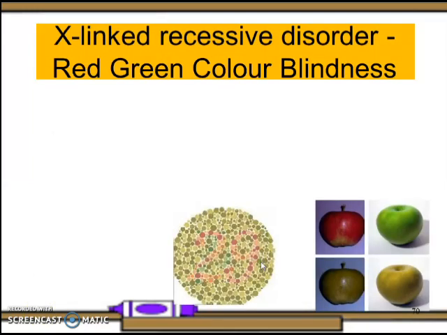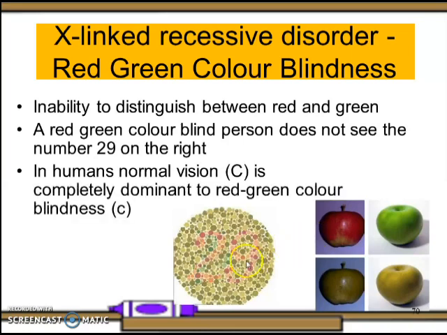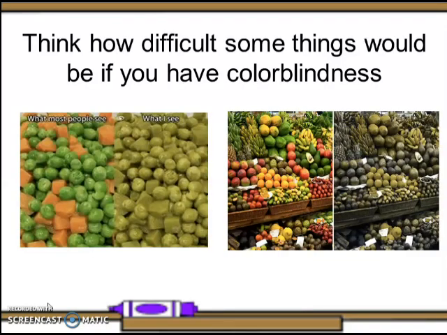Another X-linked recessive disorder is red-green color blindness. This is the inability to distinguish between red and green. A red-green color blind person does not see the number 29 on the right. In humans, normal vision, capital C, is completely dominant to green color blindness, which is small letter c. Think how difficult some things would be if you have color blindness.